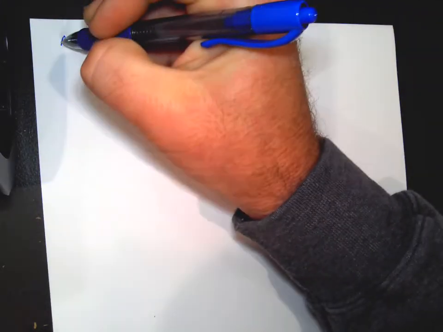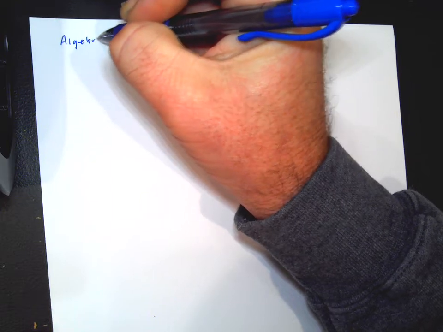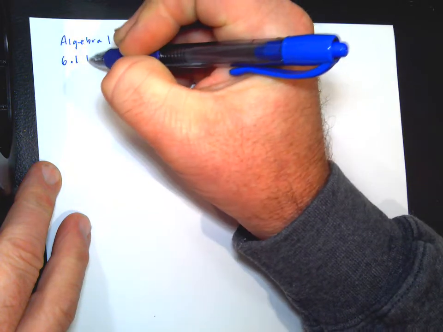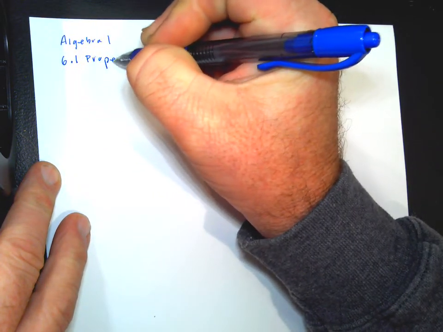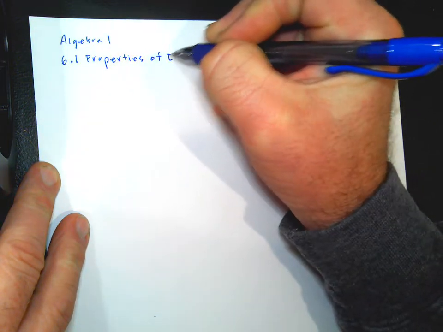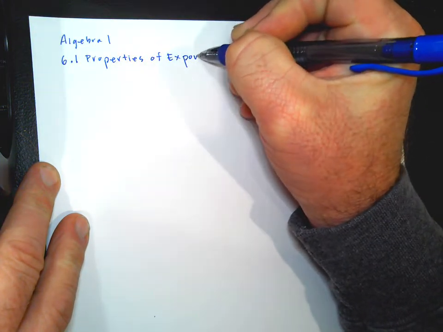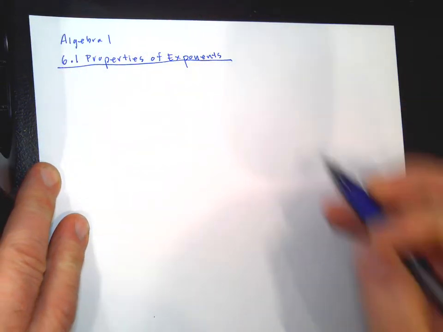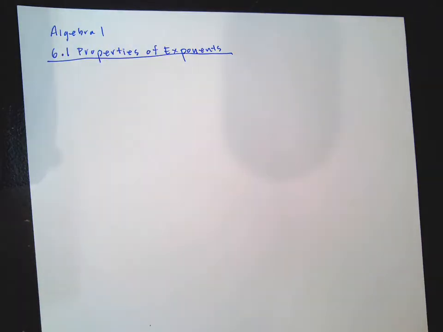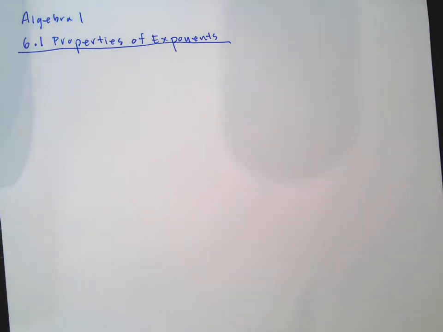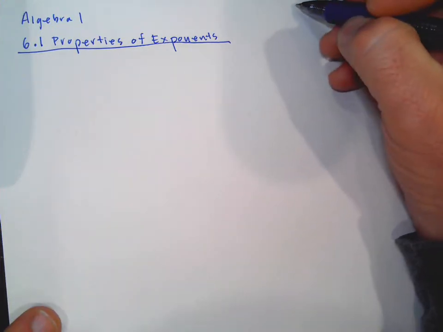Right, Algebra 1 lesson. We're going to be doing section 6.1, properties of exponents. So properties mean sort of like rules and how they work and what you can do with them.